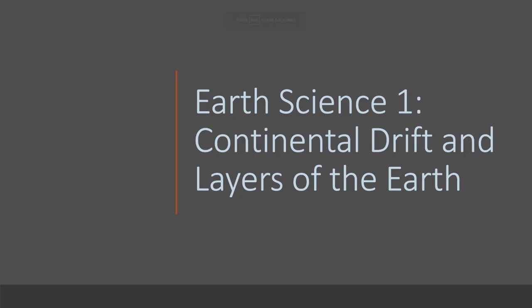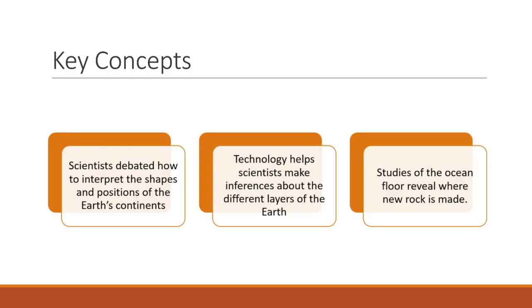So welcome to Earth Science. This is our first lesson of Earth Science. And today we're just going to talk about continental drift and the layers of the Earth. We won't get too in-depth today. We'll treat this more as an introduction. So we have three key concepts today: that scientists debated how to interpret the shapes and positions of the Earth's continents, that technology helps scientists make inferences about the different layers of the Earth, and that studies of the ocean floor reveal where new rock is made.